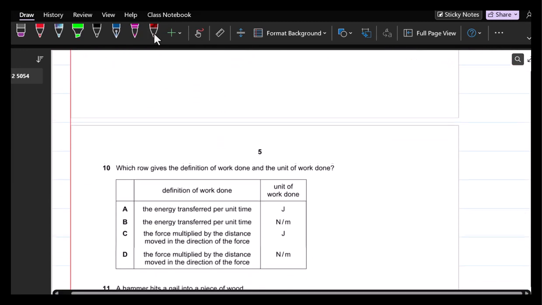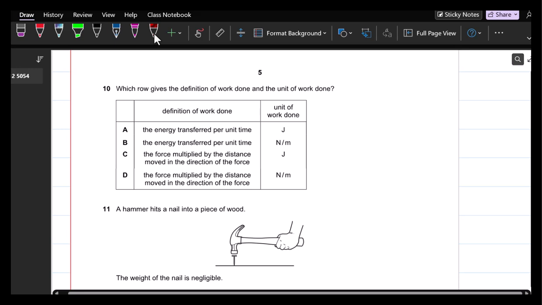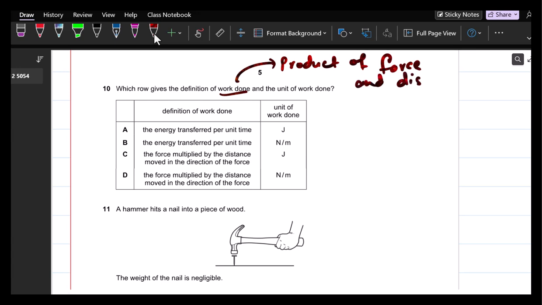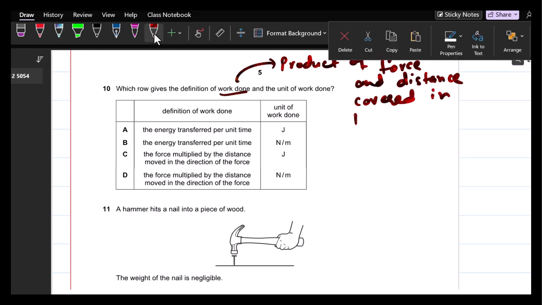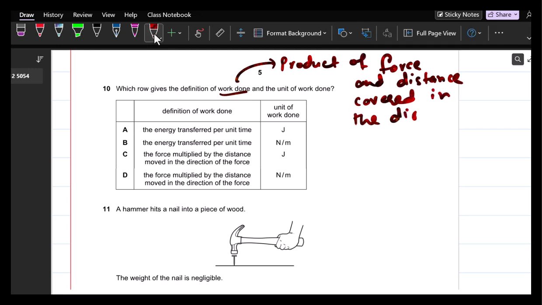So moving forward, which row gives the definition of work and the unit of work done? So you know what work done is. It is the product of force and distance covered in the direction of force. W is equal to F times d.